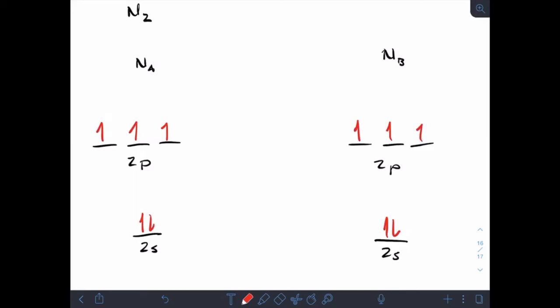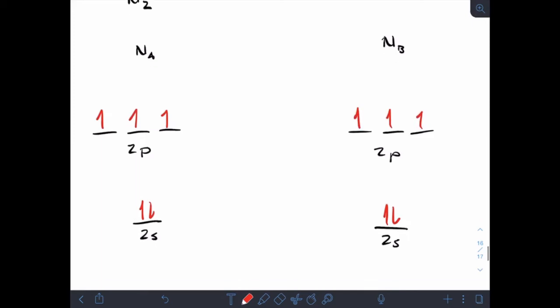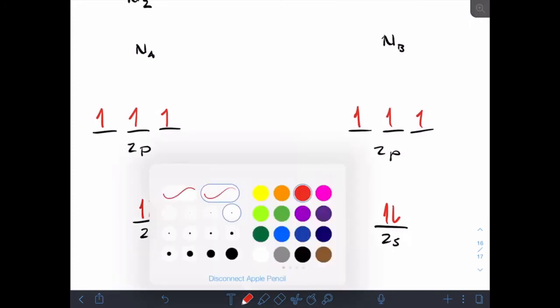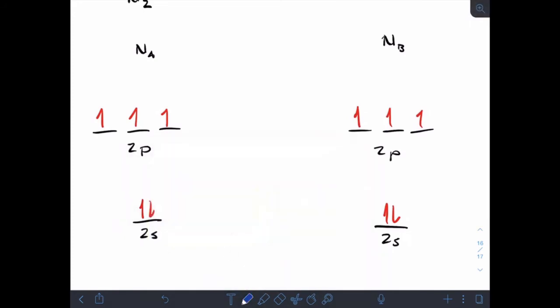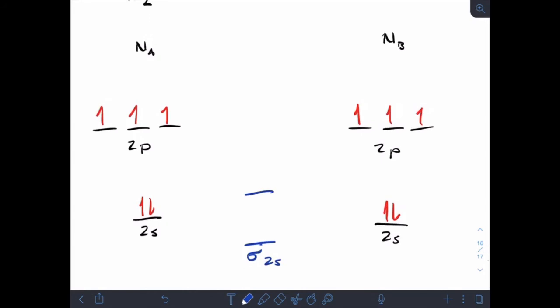Okay? So now, we've already sort of dealt with the s part, with our hydrogen. So the only difference here is that we're dealing with the 2s instead of the 1s, but the idea is the same. So I'll have my sigma and my sigma star for 2s.